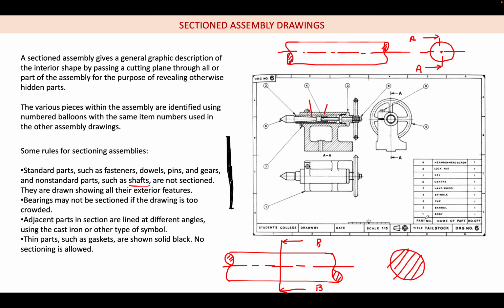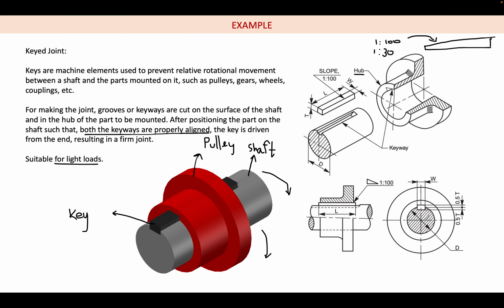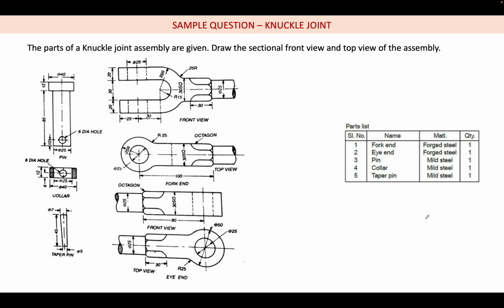So that is one example, the shaft, as I showed. This is an example of a key joint. Now we are going to see a sample question. We have what is called a knuckle joint. Similar to a key joint, a knuckle joint is also a joint which is used to connect two rods.